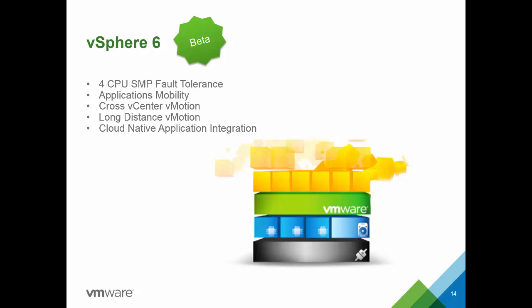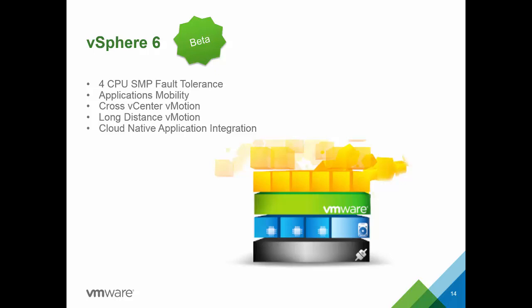Another big popular one besides the fault tolerance, though, is the cross vCenter vMotion. What that is, we've currently had the limitation to where if you had 2 physical sites that each had a virtual center server, you couldn't vMotion a VM from one vCenter to the other. Just couldn't do it.